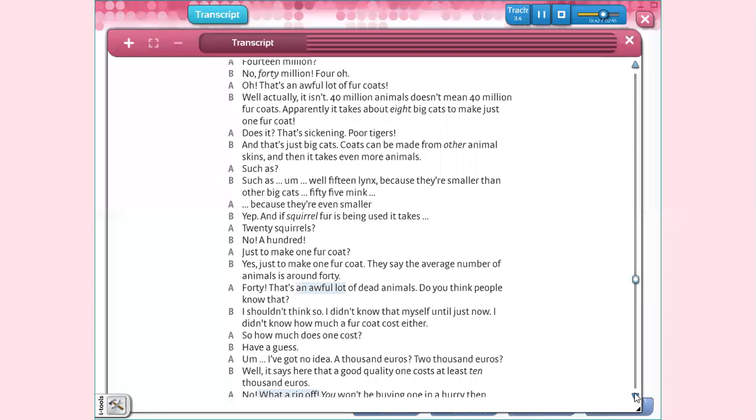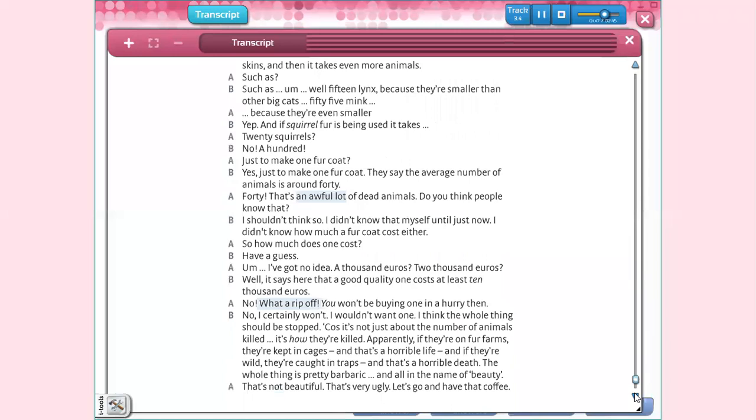Oh, do you think people know that? Shouldn't think so. I didn't know that myself until just now. I didn't know how much a fur coat cost either. So how much does one cost? Oh, have a guess. We've got no idea. €1,000? €2,000? Well, it says here that a good quality one costs at least €10,000. No, what a rip-off. You won't be buying one in a hurry then. No, I certainly won't. I wouldn't want one. I think the whole thing should be stopped. Because it's not just about the number of animals killed, it's how they're killed. Apparently, if they're on fur farms, they're kept in cages. And that's a horrible life. And if they're wild, they're caught in traps, and that's a horrible death. The whole thing is pretty barbaric, and all in the name of beauty. That's not beautiful. That's very ugly. Oh, let's go and have that coffee. Quite a conversation when you have coffee.